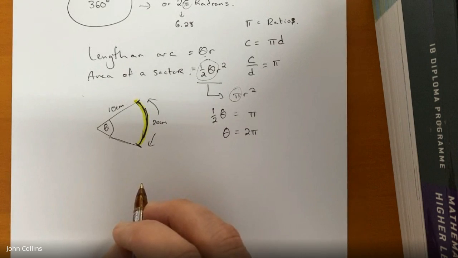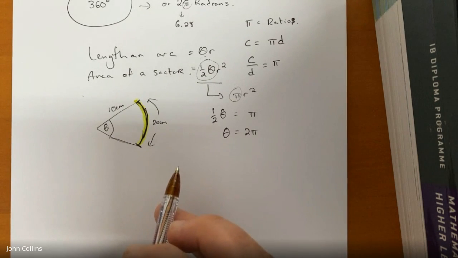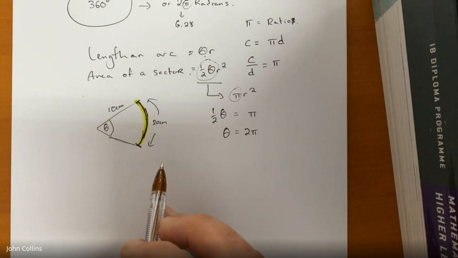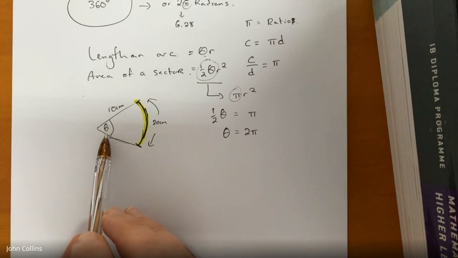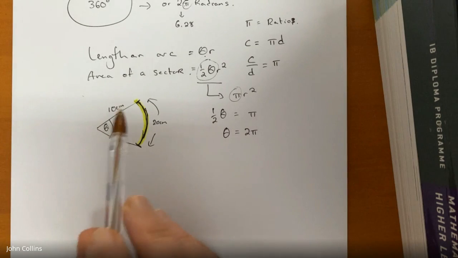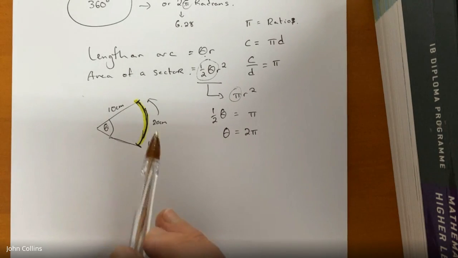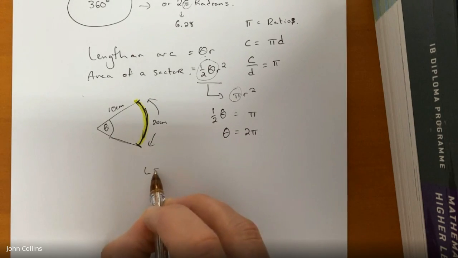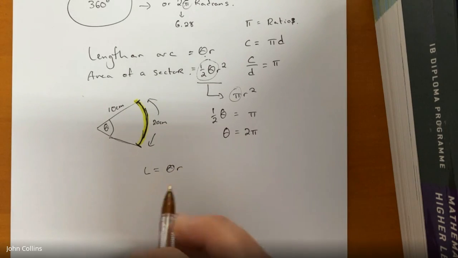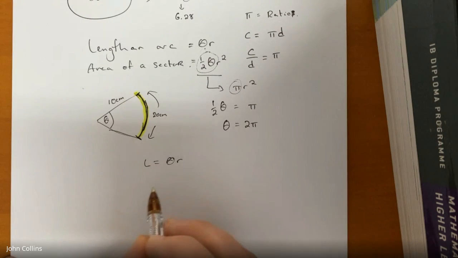Use area of a sector because the length of the arc. Are we trying to find the area of the entire sector? We're just trying to find the measure of angle theta. So I haven't asked you to find the length or the area. I've given you the length of the arc. So you're using L is equal to theta times the radius, and we will find theta based off this.